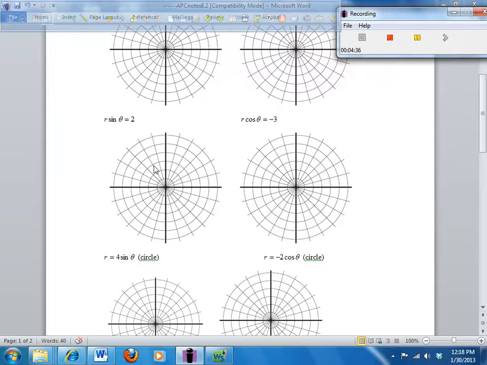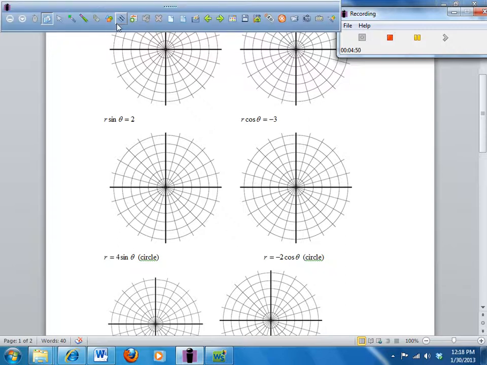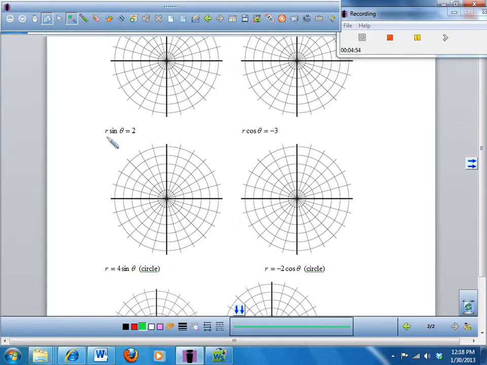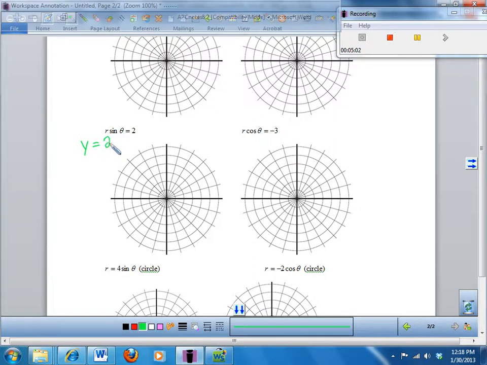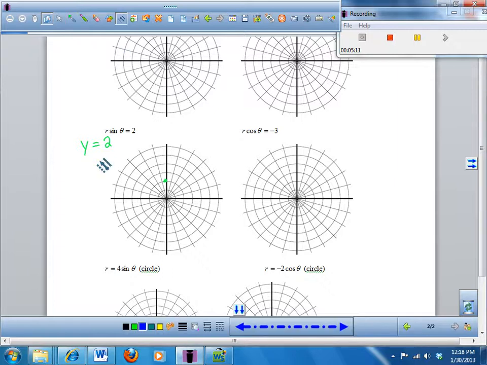This is like saying I would first convert this to rectangular form, because we learned yesterday that r sine theta is equal to y. So that's the same as saying that y is equal to 2. And so it's a line that is up here at 0, 1, 2, and it would be horizontal, or parallel to the x-axis. So that's the line r sine theta equals 2.